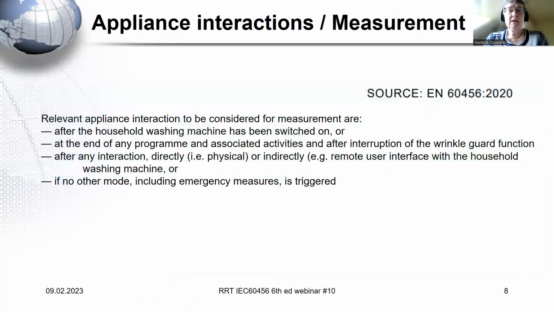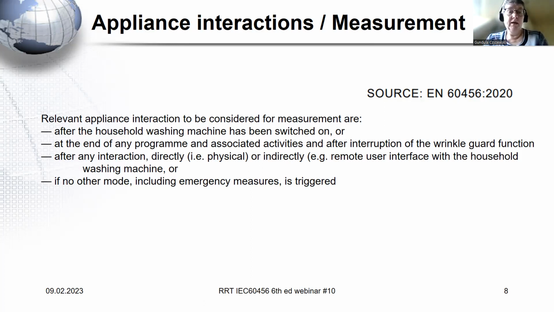About these appliance interactions. This is now a copy from the European standard, and we may further need to improve also the language in CD2. This is why I put this one here, because we had a lot of discussion about that. And relevant appliance interactions for the measurements is the switch on of a machine or the switch off whatsoever. At the end of the program, there can be any further activities, and you might need to interrupt the wrinkle guard function, because this would be also an appliance interaction.